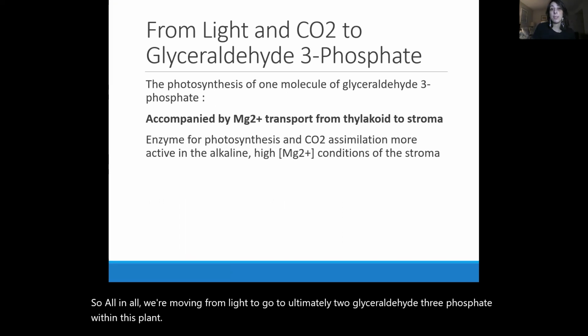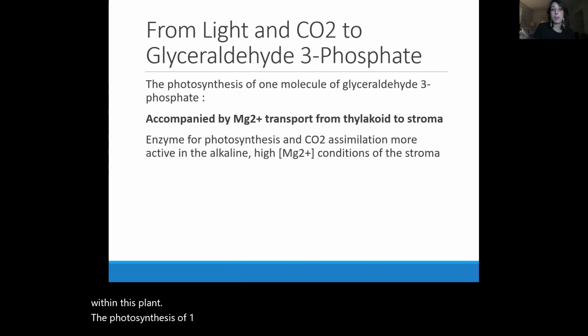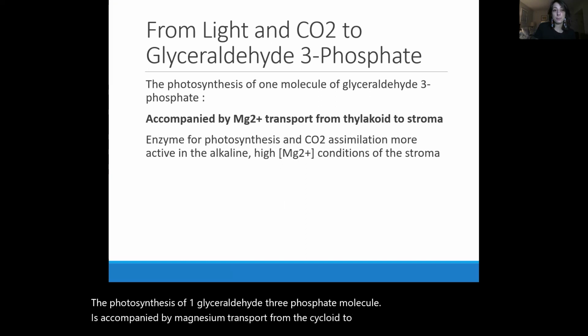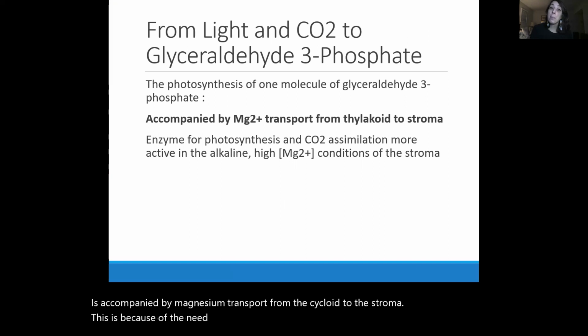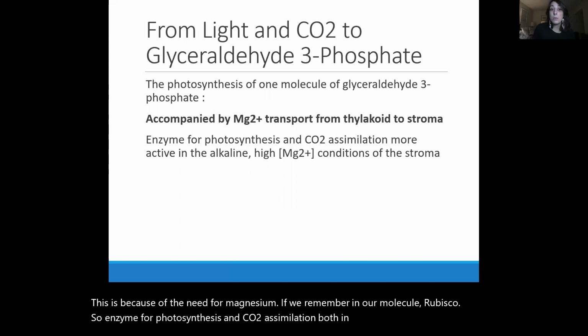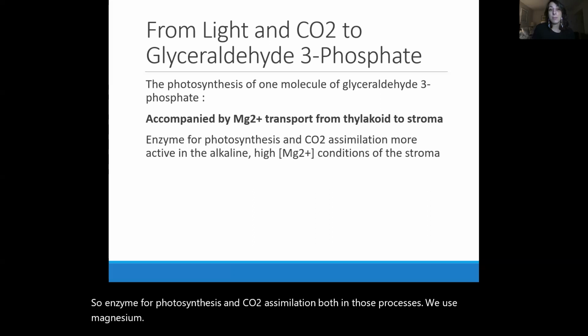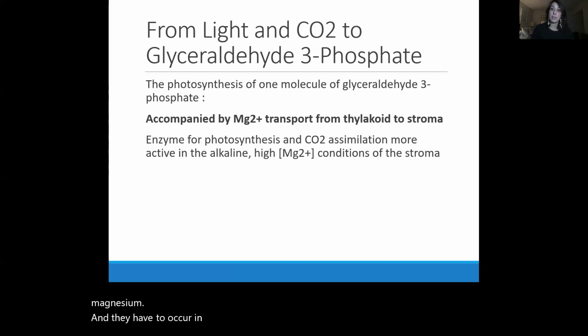The photosynthesis of one glyceraldehyde 3-phosphate molecule is accompanied by magnesium transport from the thylakoid to the stroma. This is because of the need for magnesium, if you remember, in our enzyme rubisco. For photosynthesis and CO2 assimilation, both of those processes use magnesium, and they have to occur in an alkaline environment. Thus, the high magnesium conditions of the stroma.